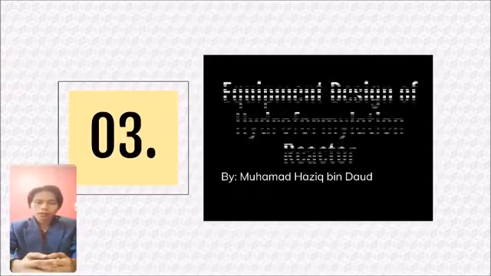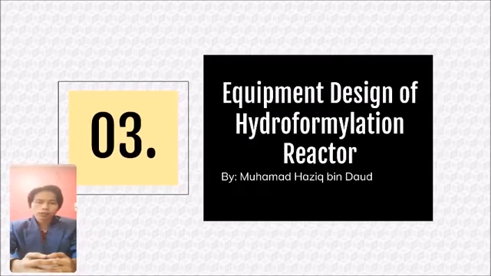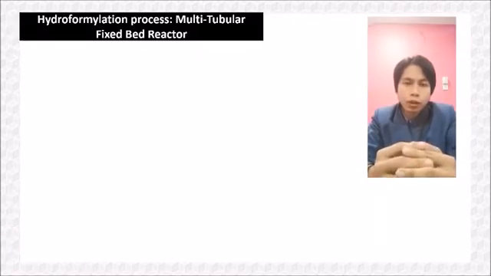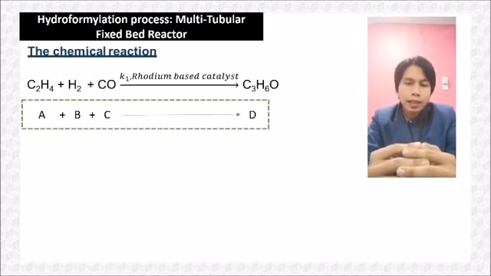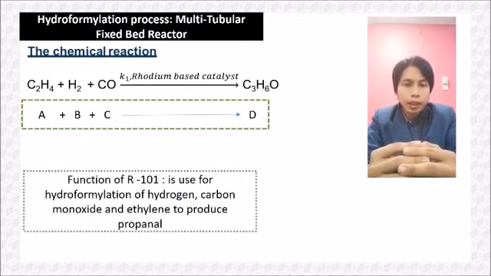Now we will proceed to the reactor design for the hydroformylation reactor. For my reactor design, I chose a multi-tubular fixed bed reactor because it is mainly for gas phase catalytic reactions. In this process, hydrogen, carbon monoxide and ethylene enter the reactor in a gas phase to produce propanaldehyde, also in a gas phase.